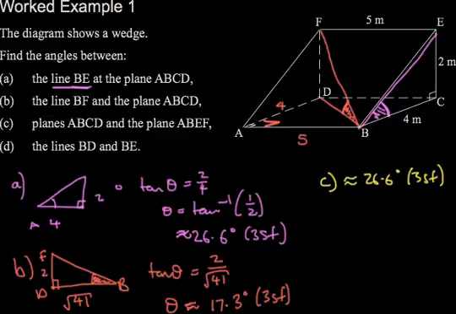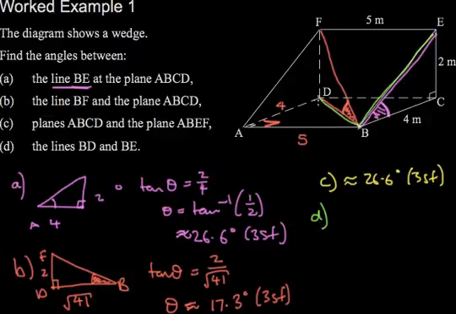And D, so let's do D. It's asking for the angle between the lines BD and BE. So BD is here, and BE is here. So to find the angle between these two is a little bit trickier. We've got to try to work out our lengths and the angles between them, right? So how should we attempt that?